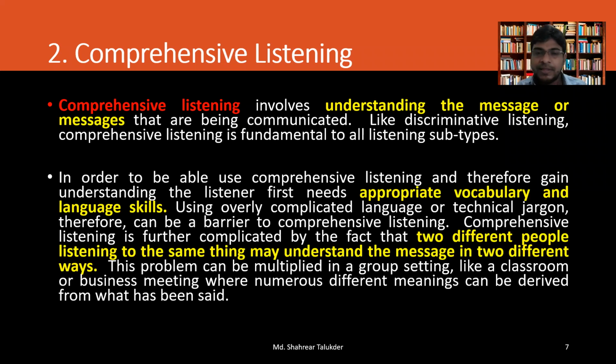Have you got it, what I've said, dear students? Do you understand me? That the same speech might be comprehended or understood by different people in different ways, right? Okay, so it creates a kind of obstacle.